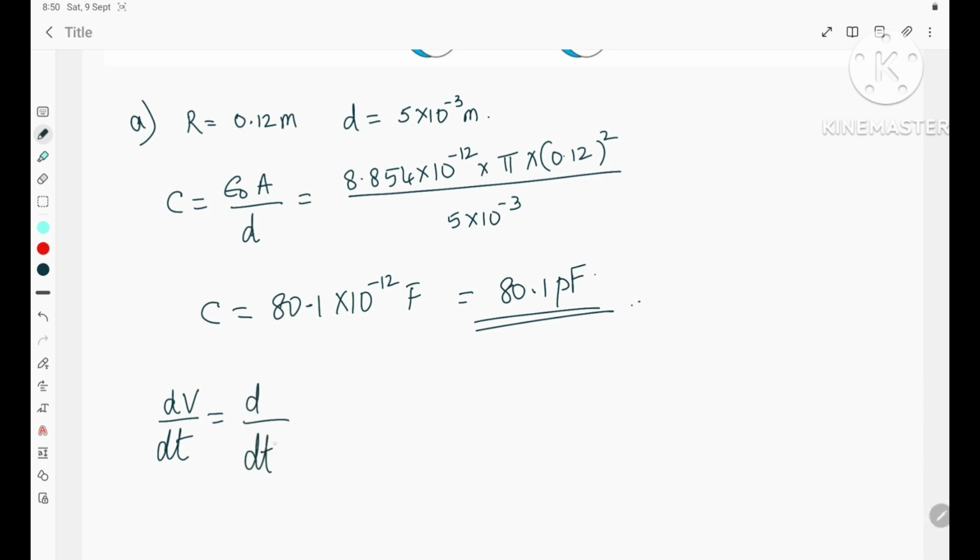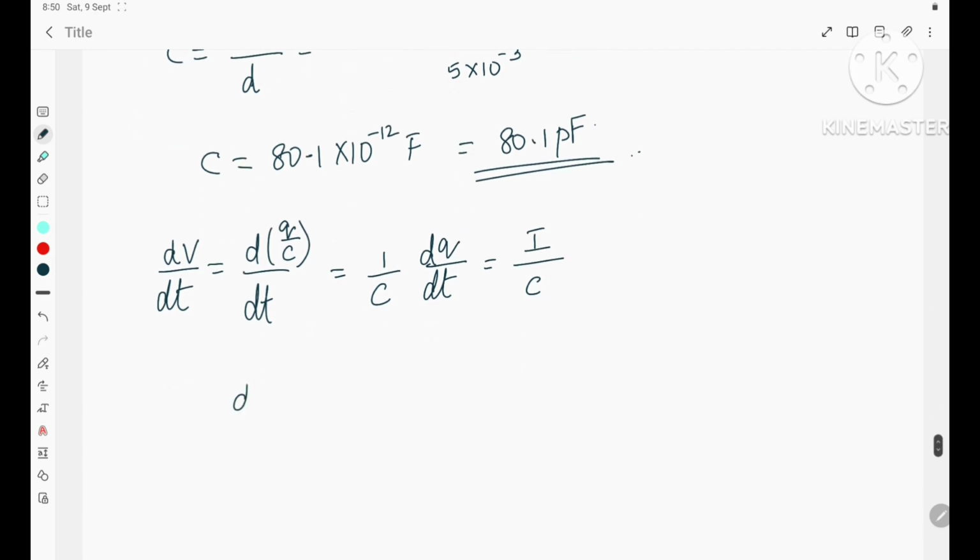What is V? Voltage is Q by C, isn't it? Voltage is Q by C. So since C is not dependent on time, we can write 1 by C into dQ by dt. What is dQ by dt? dQ by dt is the current. So I divided by C. So this equation dV by dt is equal to nothing but current divided by capacitance.